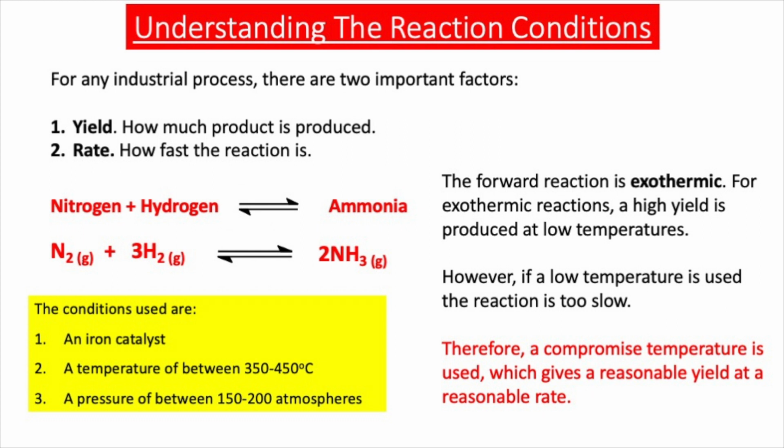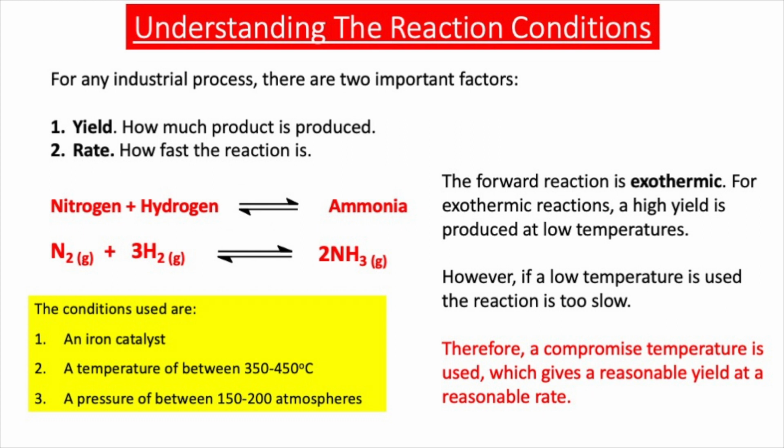Now, the problem with carrying out reactions at low temperature is that the reaction is too slow. And that's why a compromised temperature is used. This compromised temperature, which is normally between 350 to 450 degrees C, gives a reasonable yield at a reasonable rate. If we went at a high temperature, higher than 450, we would get a much faster rate of reaction. However, the ammonia would readily break up into nitrogen and hydrogen, and we would get a poor yield for this reaction.